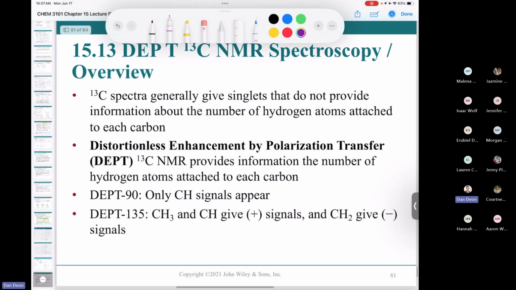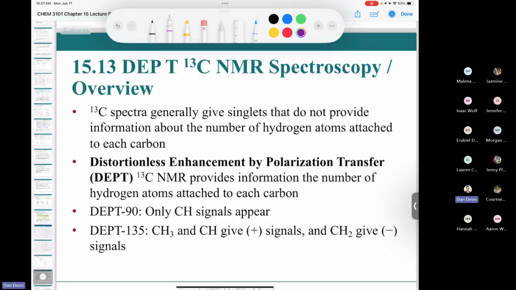Great. Awesome. So before we finish up the chapter, there's one last type of spectroscopy that we talk about, and it's called a DEPT spectrum. DEPT stands for distortionless enhancement by polarization transfer. Don't worry, you don't need to know the acronym, okay? All you need to know is the 2 experiments, which are a DEPT 90 and a DEPT 135.